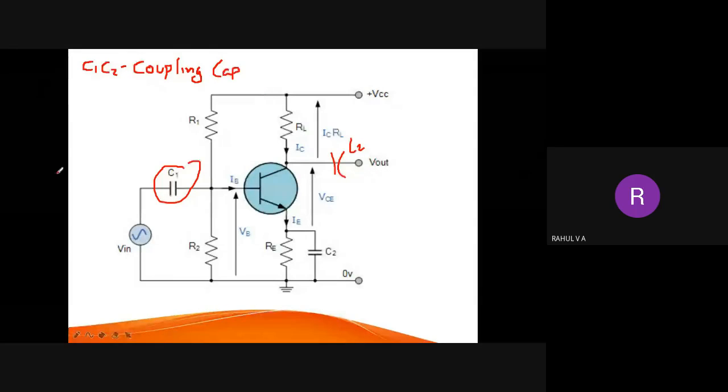For a capacitor, there is a term called reactance. The reactance of a capacitor is given by Xc is equal to 1 by 2 pi Fc. For every capacitor, there is a resistance. The resistance of a capacitor is given by a term called reactance.